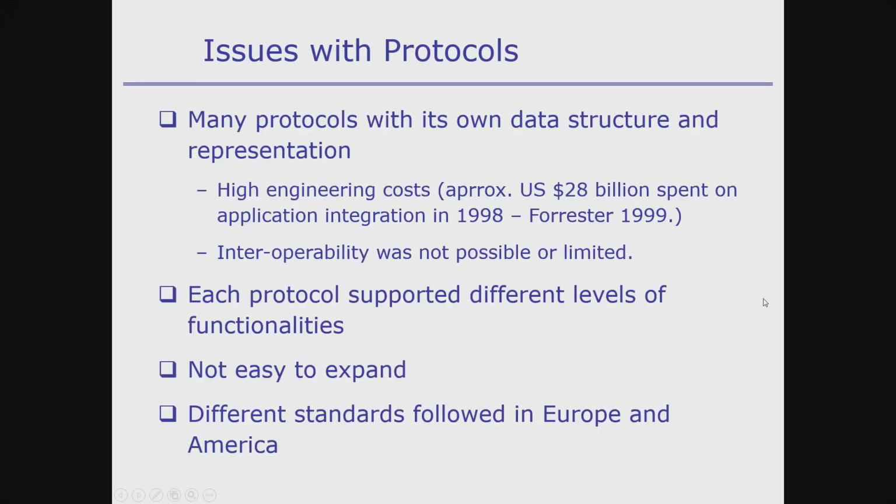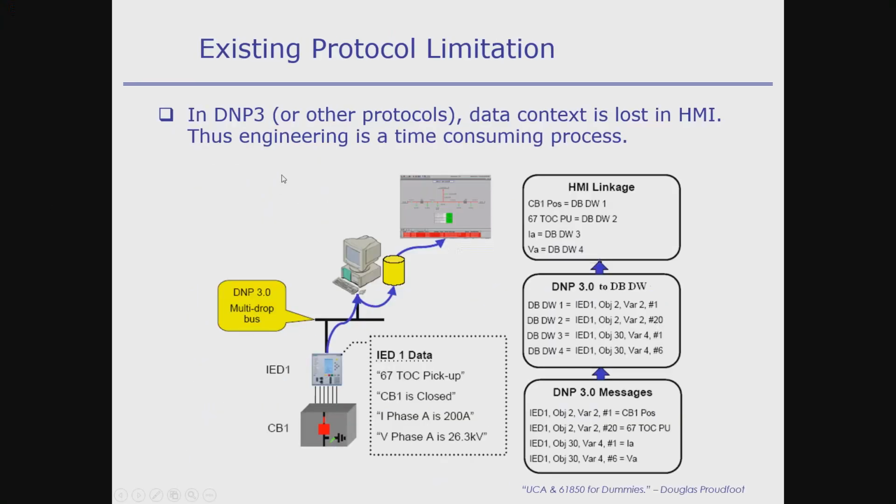But the problem with protocols is they have their own data structures, and each protocol supports a different level of functionality. They can't provide all the functionality. Everyone has their own functionality, it's not easy to expand, and different standards are followed in Europe. So that's why IEC 61850 came. Also, the messages are not obvious. Data context is lost in the human machine interface. I'll show you what IEC 61850 is. This is just an example of a DNP3 message. You can't make head or tail of it. It's not intuitive.